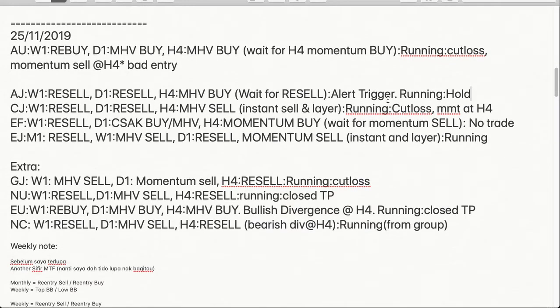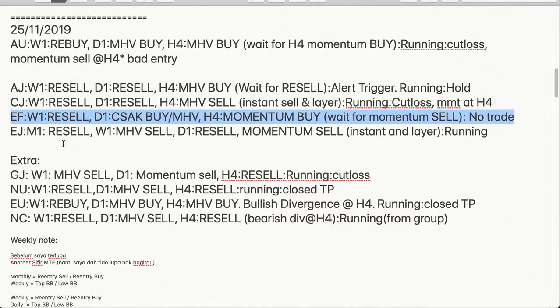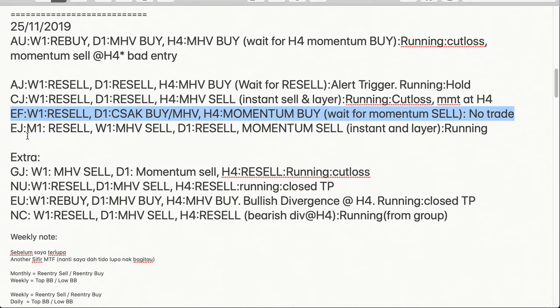The third setup that we saw last week was Euro CHF. We see weekly re-entry sell and D1 CSAK buy, and then H4 momentum buy. So we were waiting for momentum sell. There wasn't any momentum sell for the whole week, no alert triggered. So for this one there was no trade. Okay. And then the last pair that we look at was Euro JPY. On Euro JPY, it was a re-entry sell on monthly setup. We see MHV sell on weekly, and we have momentum sell on D1. So we already entered this trade and it's still running, and currently it's floating negative. Okay, so we will hold this trade until we see momentum buy at D1 to cut loss or otherwise. So this one is also hold.